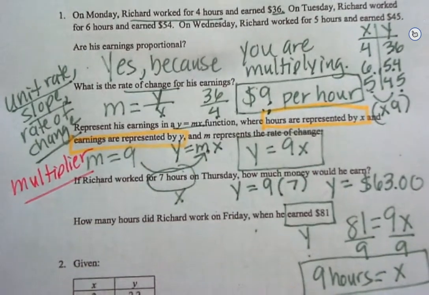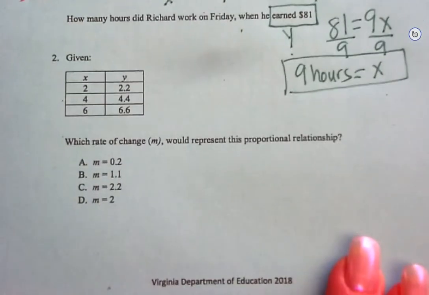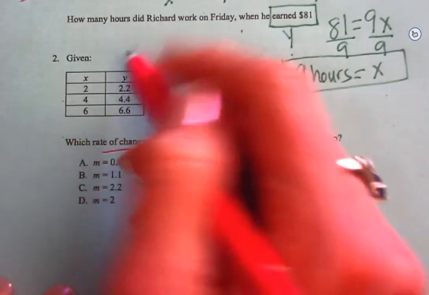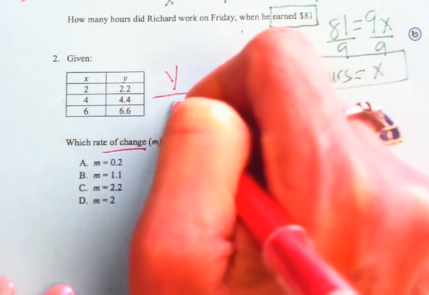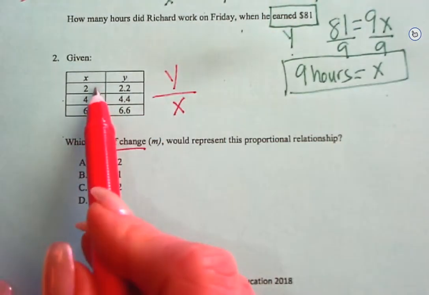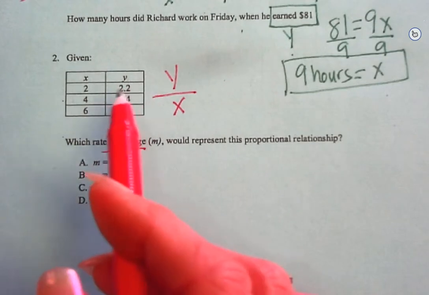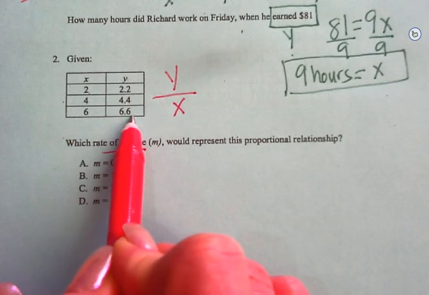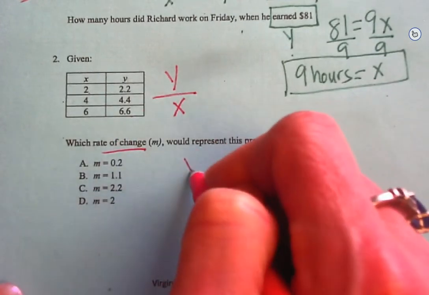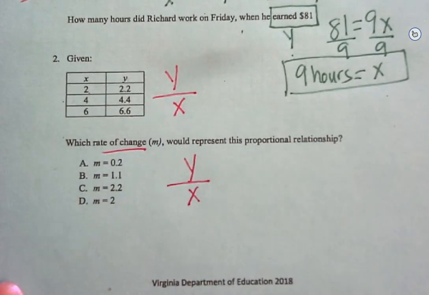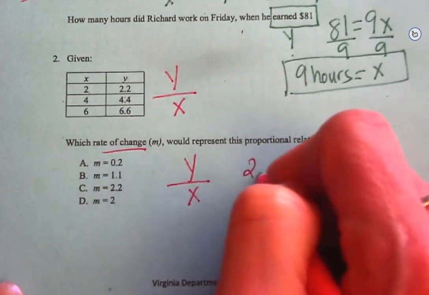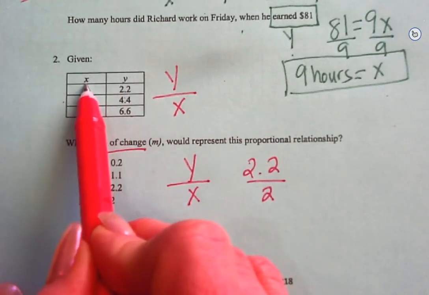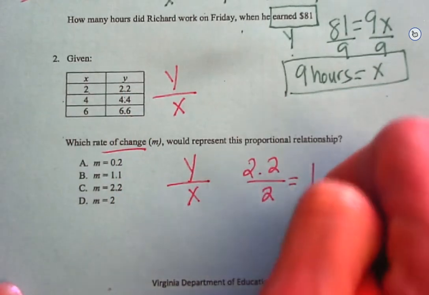Okay, looking at number 2, it's asking again for that rate of change. To find the rate of change from a table, I'm going to take my y value and divide by x. This only works if it's proportional, but it is proportional. You can see that we're multiplying by the same number. So for a proportional relationship, I'm going to take y divided by x. I'm going to take 2.2 divided by 2. I'm just figuring out what number is being multiplied. 2.2 divided by 2 is 1.1.